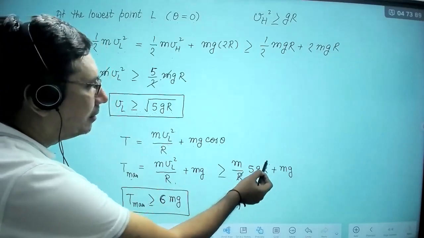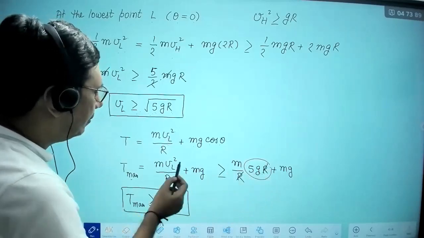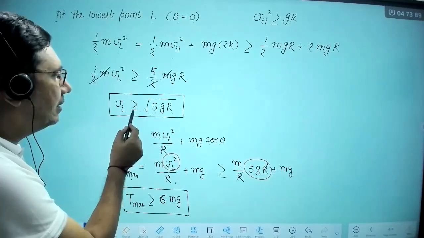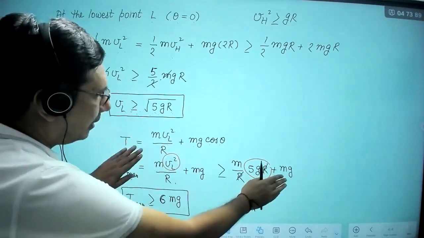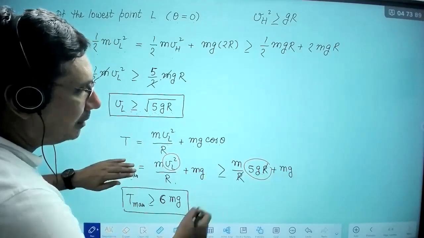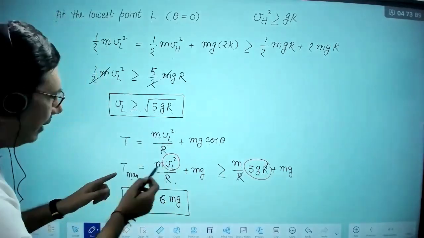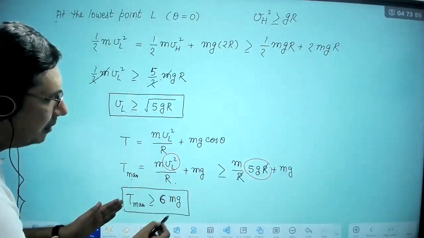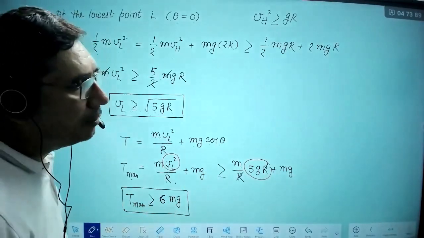Which is greater, 5 g or this v_L squared? Look at this inequality: v_L squared is greater than or equal to this. If you look at these two only, then this will be the greater sign here. So I removed this, and in place of this I'm using T max. So T max will be equal to this. It should be greater than or equal to 6 mg.